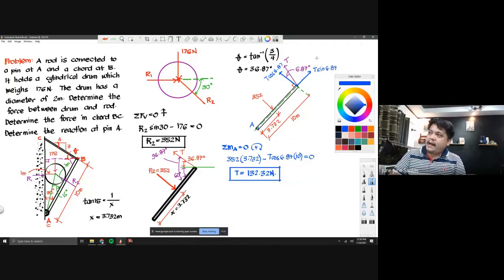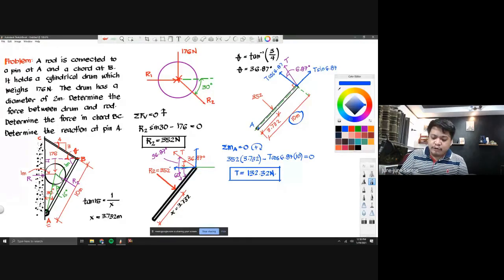Hindi siya magiging 36.87 if you are going to decompose it into horizontal and then vertical position. Kaya lang, dinecompose natin siya based dito sa plane ng AB para isang parallel at isang perpendicular doon. Kasi, bakit ko ginawa yon? Para pag nag-moment ako at point A, alam ko na itong T is perpendicular dito para ma-utilize ko yung 10 meters. Okay? Pwede naman, walang problema.